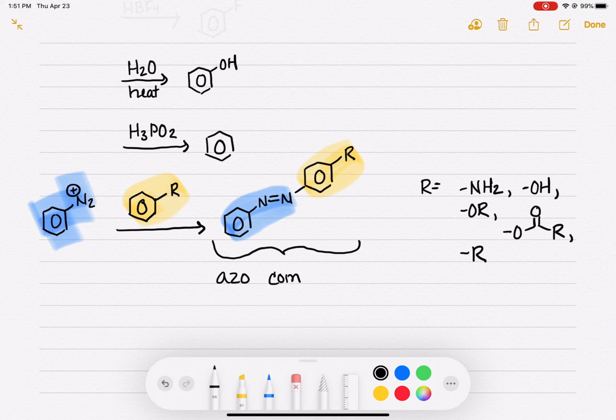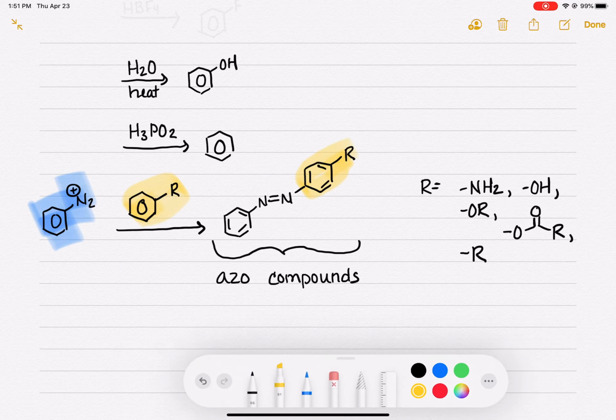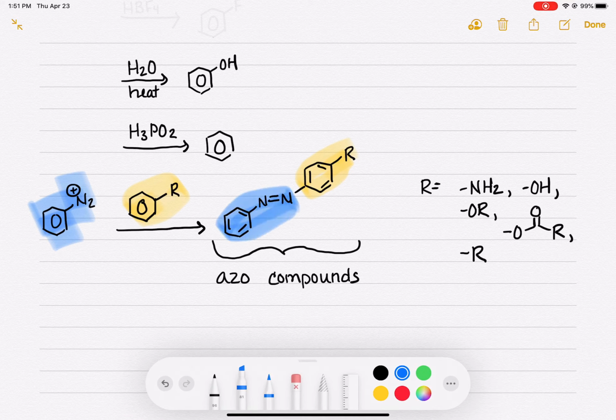And they're very colorful, usually, because they're very conjugated. They've got all these double bonds in the ring, and then in the nitrogen-nitrogen double bond, and then out of the ring as well. So because they're highly conjugated, they're highly colored.